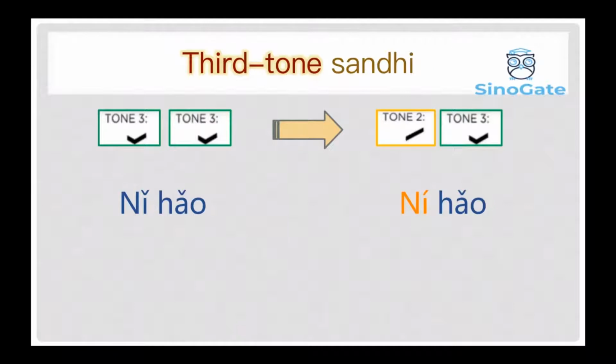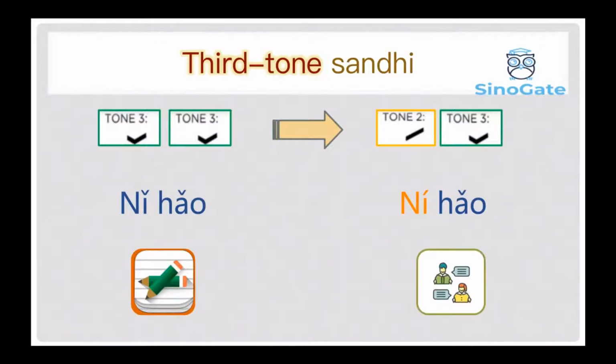But keep one thing in your mind. The written form is still 你好. The third tone mark remains unchanged. We only change the tone when we are speaking, but not the written form.